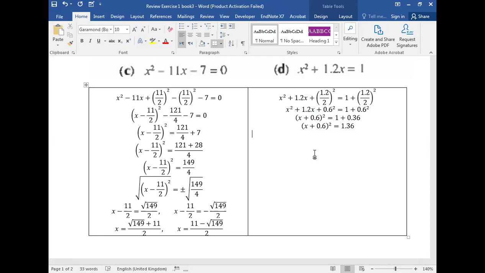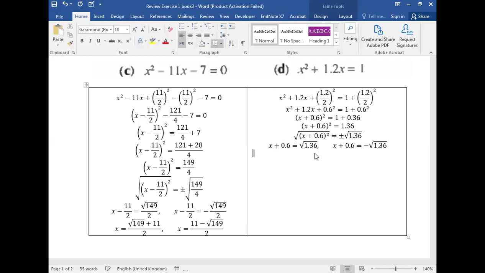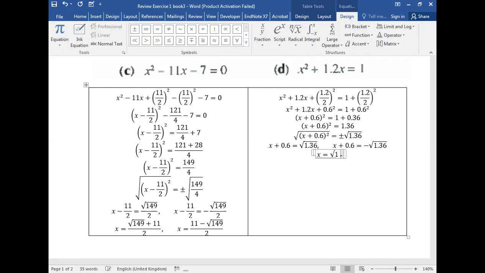हाँ बच्चे, square root on both sides. प्लस माइनस लगाना मत भूलना. Obviously, if you have your calculators, you can use your calculators. अभी मैं पेपर 1 के हिसाब से बता रहा हूँ बेटा. How do you attempt it? So square root of 1.36, या x plus 0.6 is negative square root of 1.36. x is square root of 1.36 minus 0.6. x is negative square root of 1.36 minus 0.6.